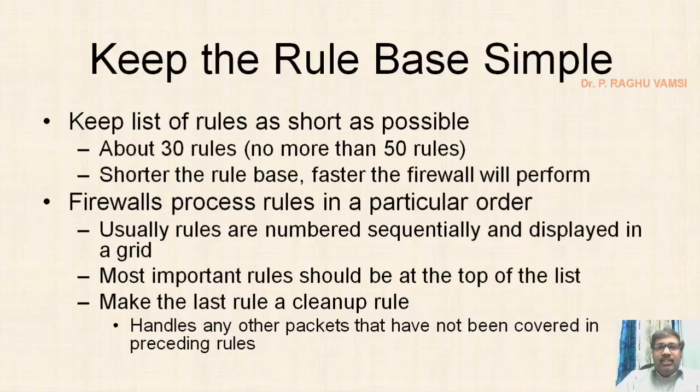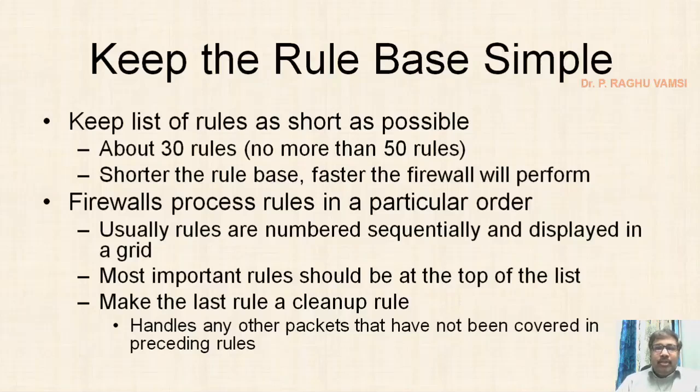And one more thing, these are the guidelines that you are supposed to understand here. Keep the list of rules as short as possible, about 30 rules. Don't give more than 50 rules, because if the traffic is very fast, then the firewall cannot detect malicious traffic or traffic violating the policy if you have more than 50 rules. In the case of small firewalls or small software, the shorter the rule base, the faster the firewall will perform.